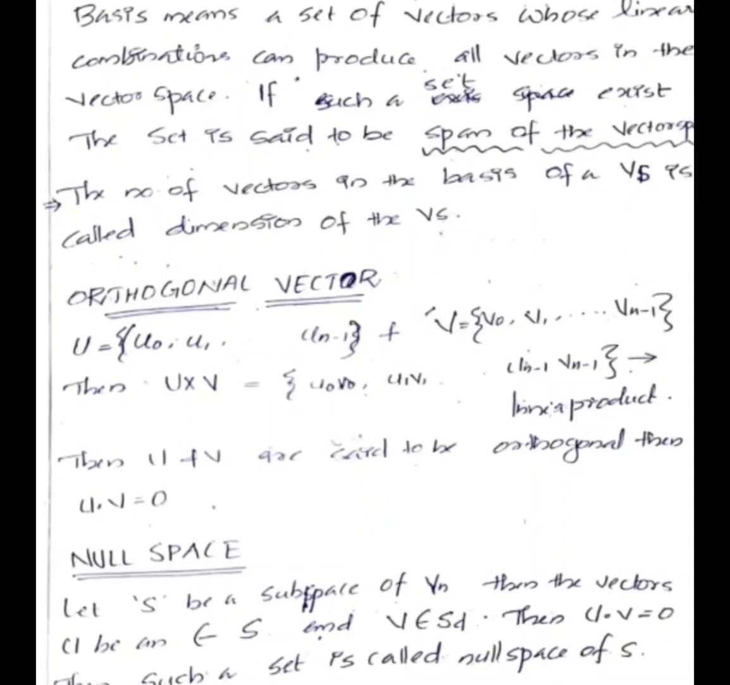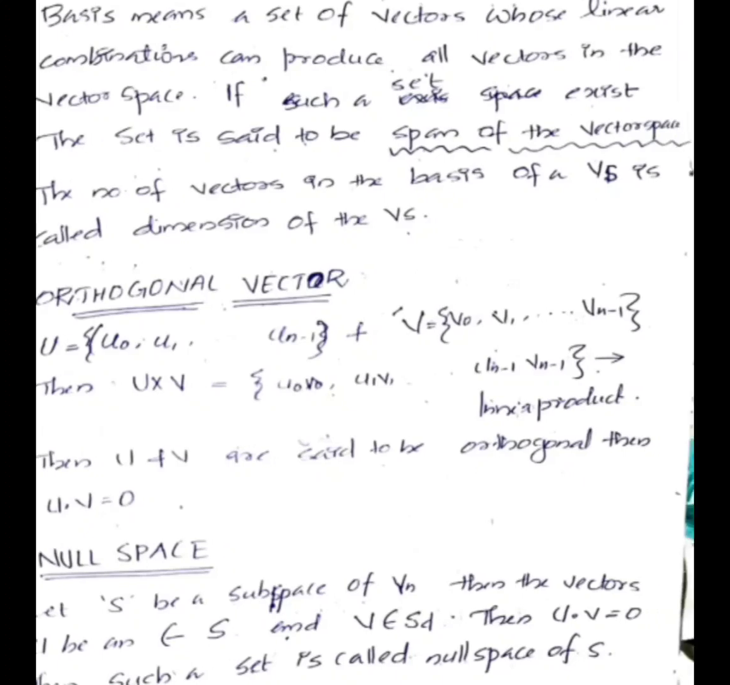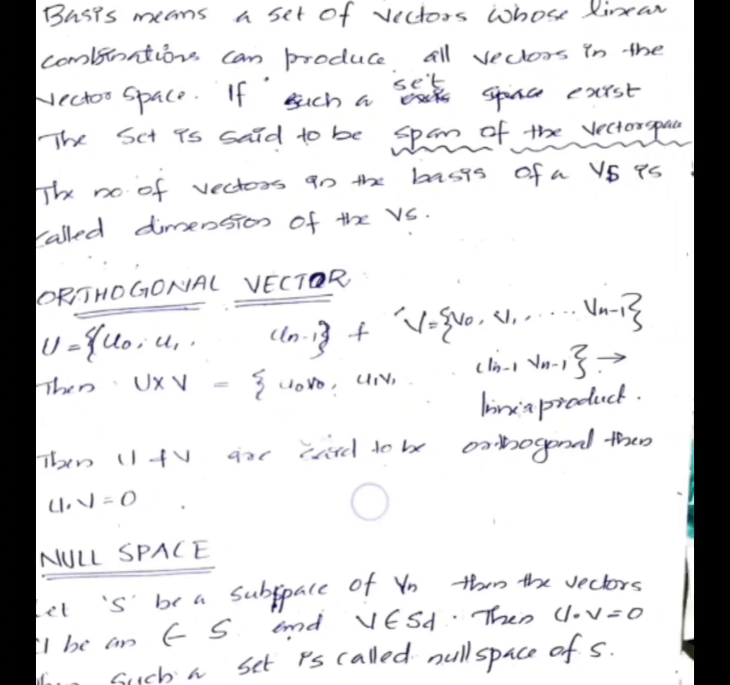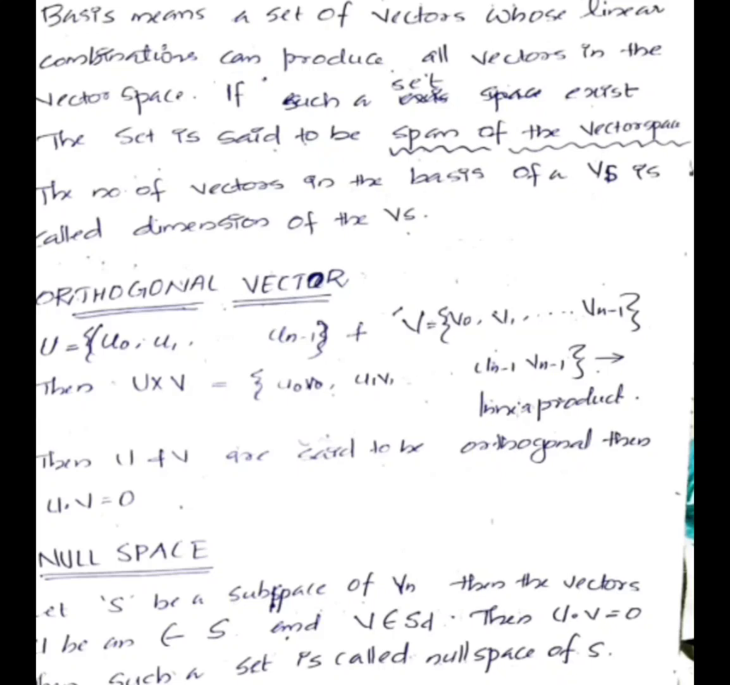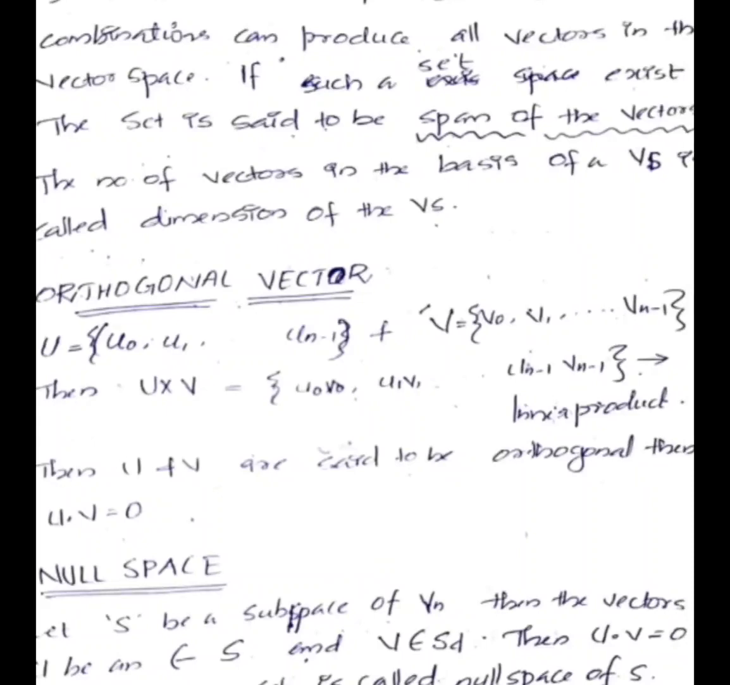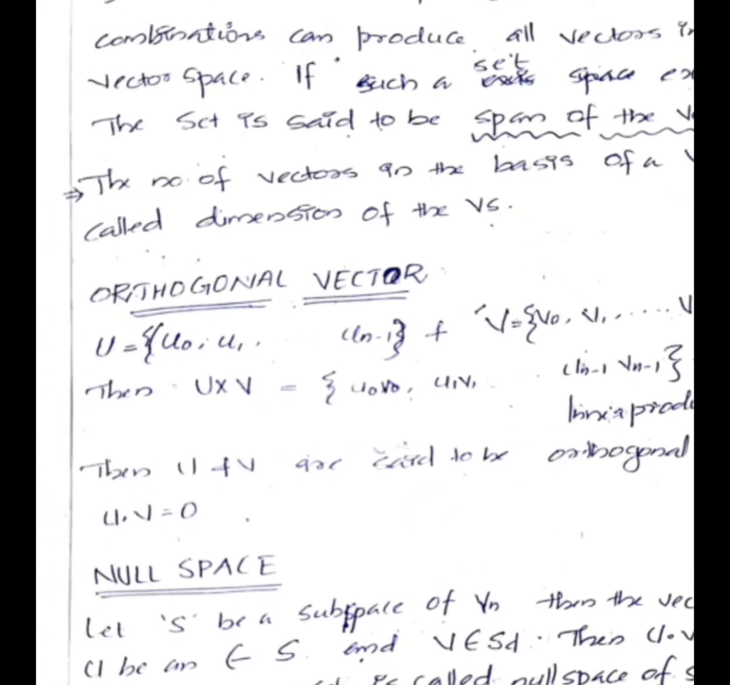Likewise, okay. Now, what is an orthogonal vector? Let a vector U equal U0, U1, etc., Un minus 1, and V equal V0, V1, etc., Vn minus 1. Then, if we multiply these two, U into V, we get U0 V0 plus U1 V1 plus etc., plus Un minus 1 Vn minus 1. This is called the linear product. Okay. And U and V are said to be orthogonal if, when multiplying these two, this linear product, U dot V equals 0. So, this is the condition for orthogonal vectors. That is, U is a vector, V is a vector. U and V are said to be orthogonal vectors if and only if U dot V equals 0.